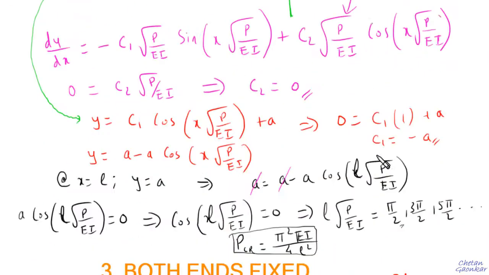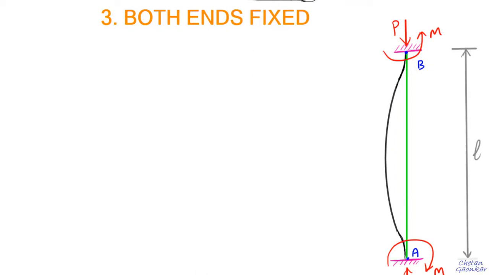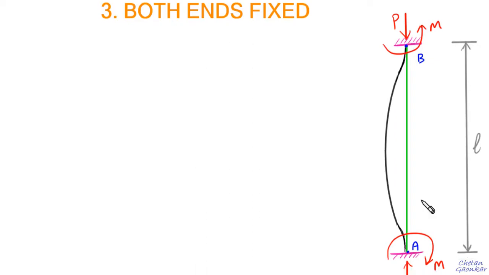Let us now go to the third case wherein both the ends are fixed. Now in this case both these ends, end A and end B, are fixed, and for the applied load P, on this side there will be a reaction force P again. This is a long column of length L, and our approach will be again the same.